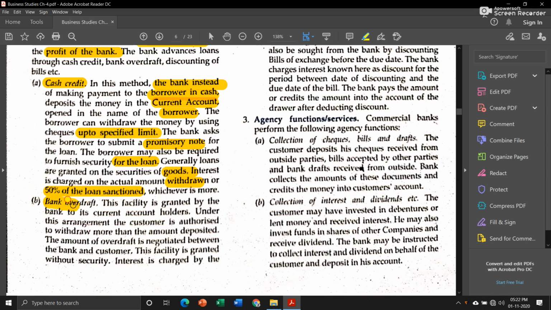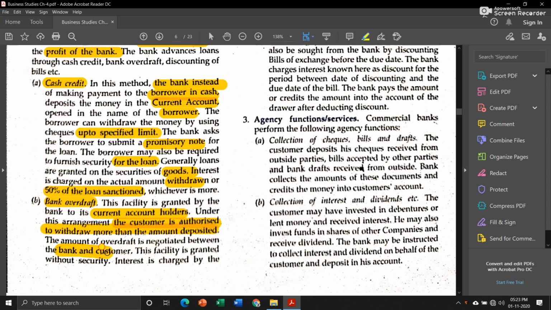Now next is bank overdraft. As you may remember, in one of my previous sessions I explained what is meant by overdraft. This facility is granted by the bank to its current account holders. They will not provide this kind of facility to any other type of account holders, only current account holders. Under this arrangement, the customer is authorized to withdraw more than the amount deposited. Suppose you have 5,000 in your current account, then through this bank overdraft facility you can withdraw more than 5,000. The amount of overdraft is negotiated between the bank and the customer.